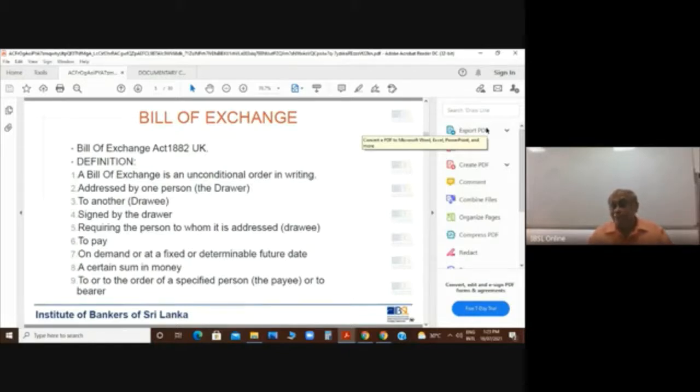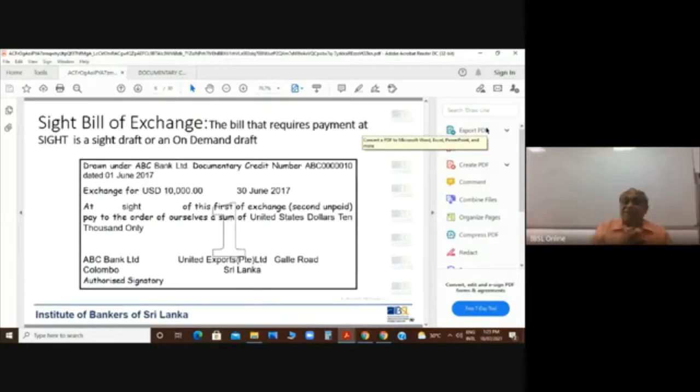A certain sum in money. Checks also, if you say 10,000 rupees, it is in words and figures. Here also the same, right? To the order of the specified person, or to the bearer, just like a check, right? Now, this is a sample of a sight bill of exchange. Sight bill of exchange means you have to pay at sight, at any date.